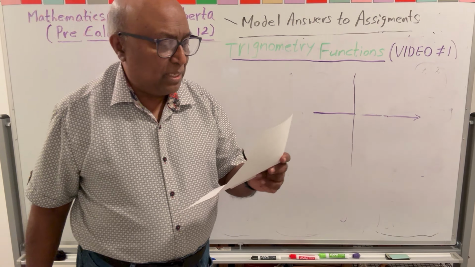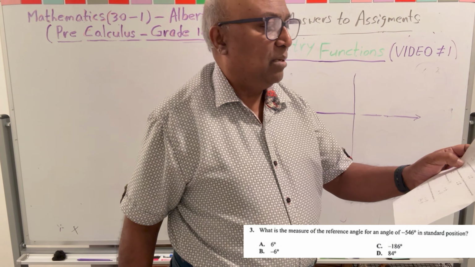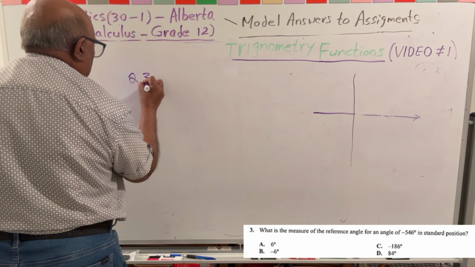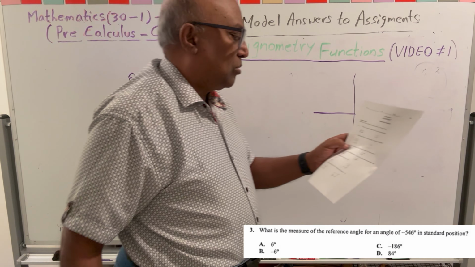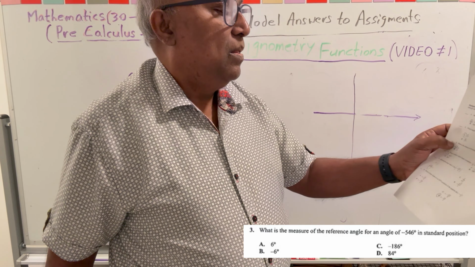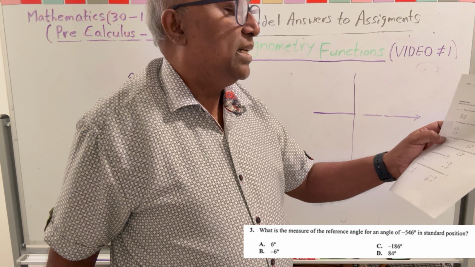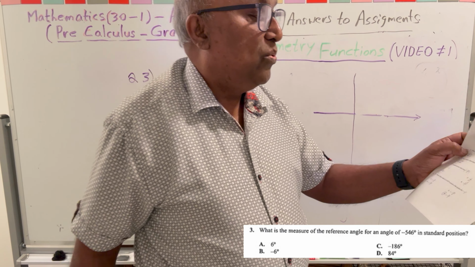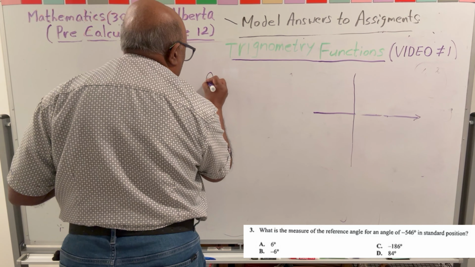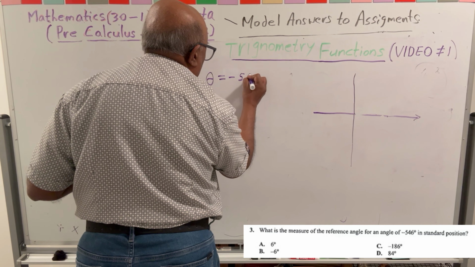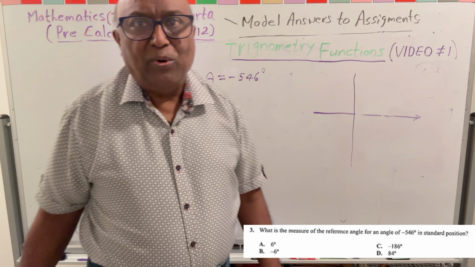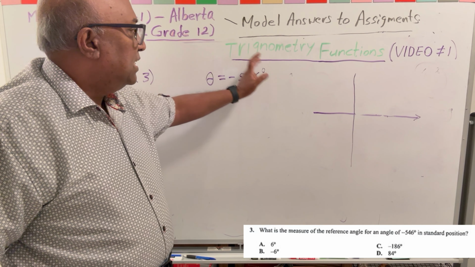Okay, now let's look at question number 3. Question number 3 says, what is the measure of the reference angle for an angle of minus 546? We have to find the corresponding reference angle for this standard position angle.